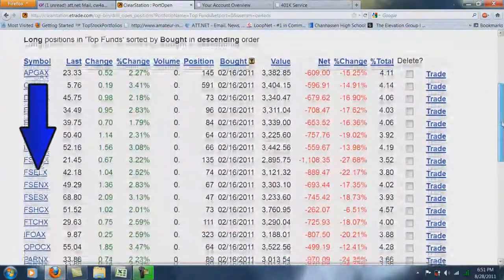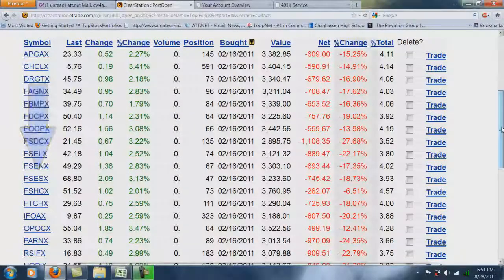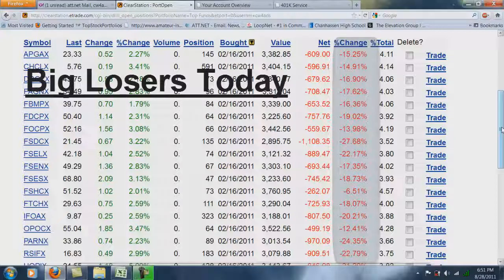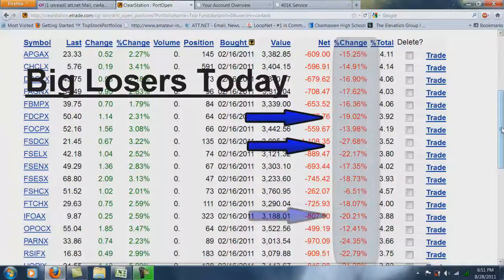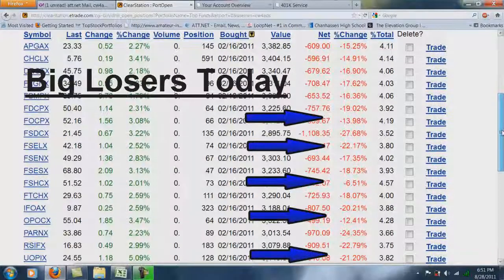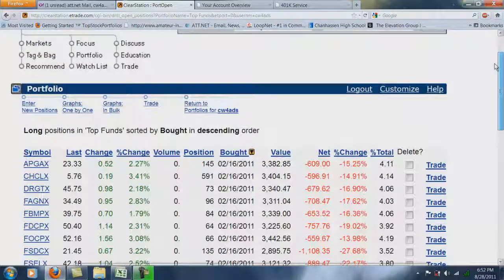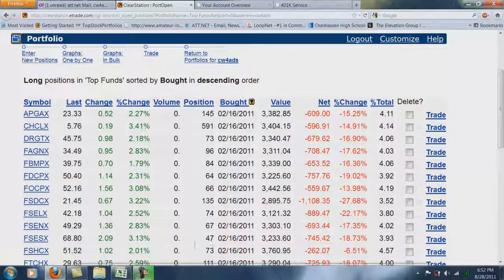Now, as we scroll down here, you will notice over on the right-hand side where it says percent change, the first one is minus 15.25%, minus 14.91%, and on down. You will notice that these are all big-time losers, and yet they were the best ones on the 16th of February in the year 2011. These were the best ones. If we would have kept all of them from then to now, we would be down 17.85%.